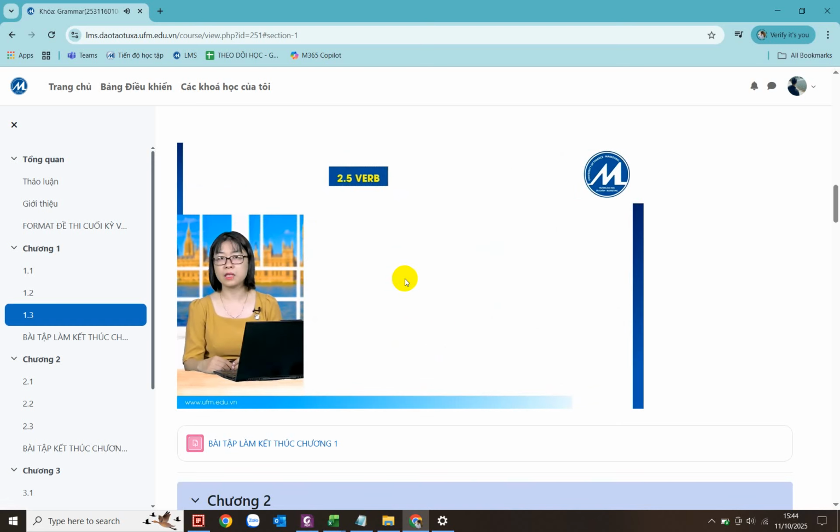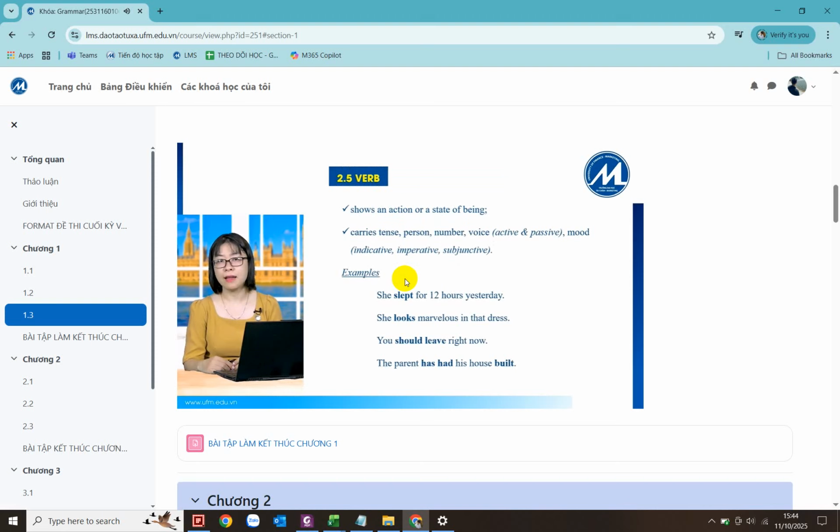A vital group in English is verb. A verb shows an action or a state of being. It carries tense, person, number, voice, mood, etc. For example, she slept for 12 hours yesterday. She looks marvelous in that dress. You should leave right now. The parent has had his house built. In the examples, words like slept, looks, should leave, has had, built are verbs.